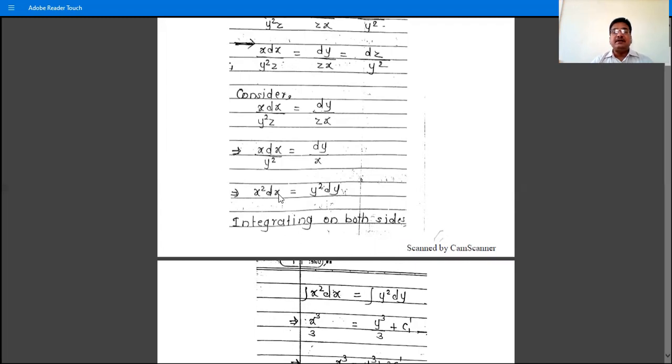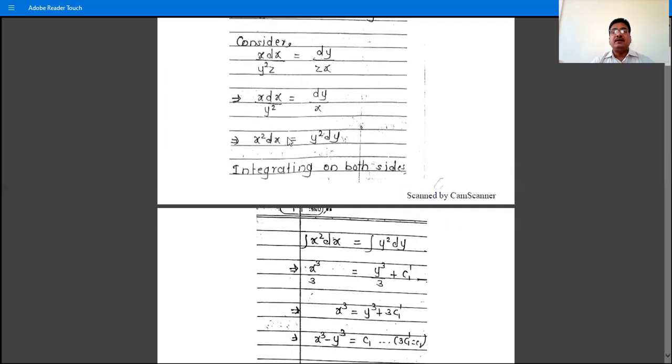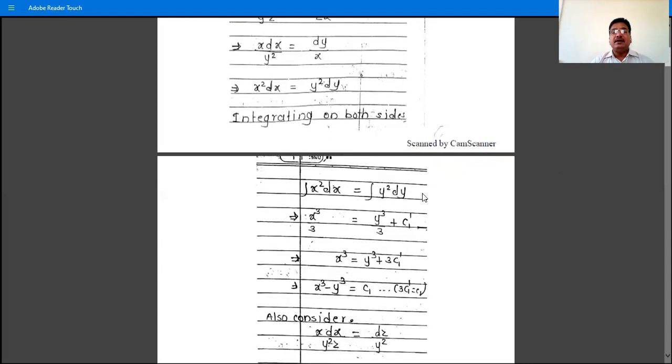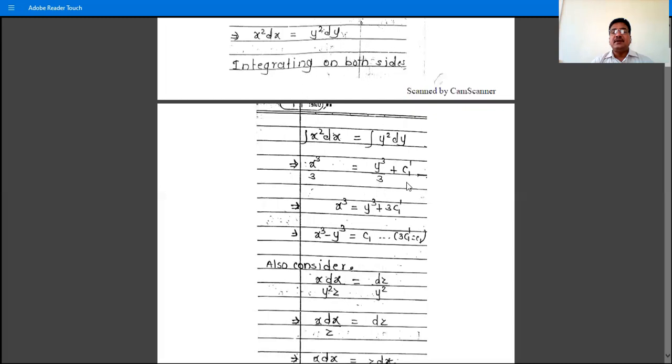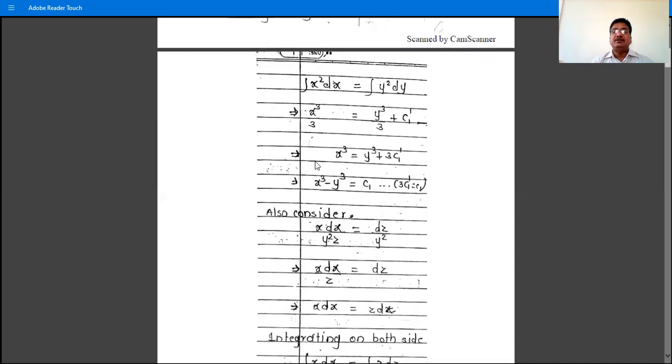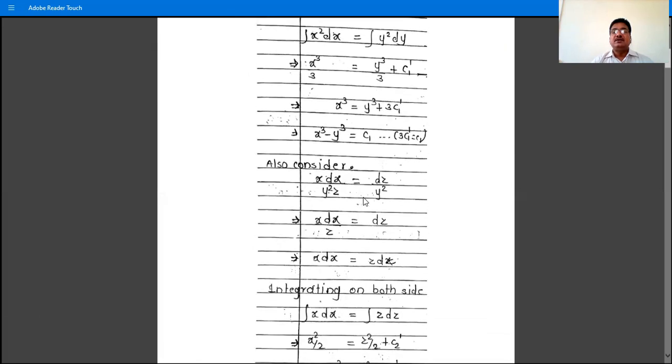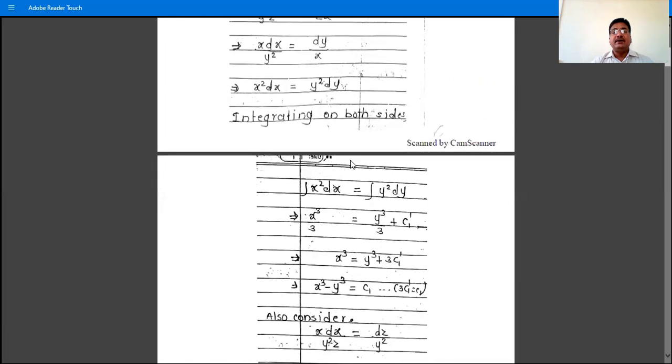So separate the variables. So we have x square dx is equal to y square dy, and then integrating, we have x cube by 3 is equal to y cube by 3 plus c1 dash, the constant of integration, multiplying by 3. And suppose this 3 c1 dash is c1. So this is one of the solutions of the given differential equation.